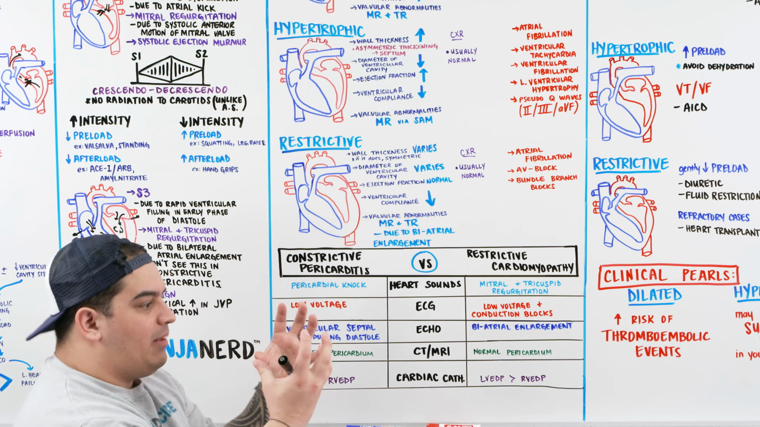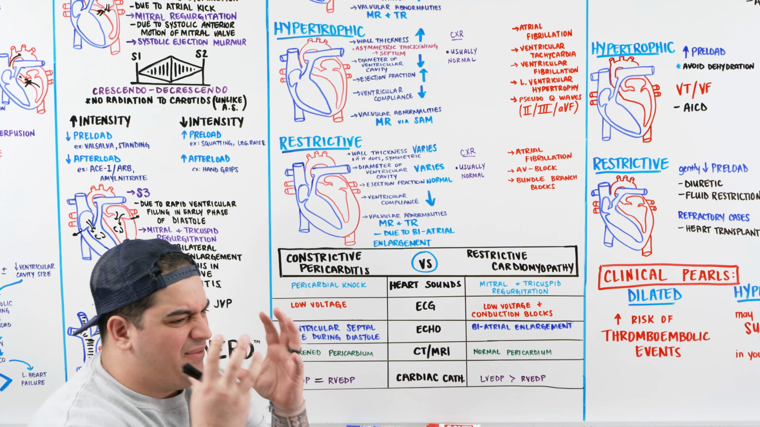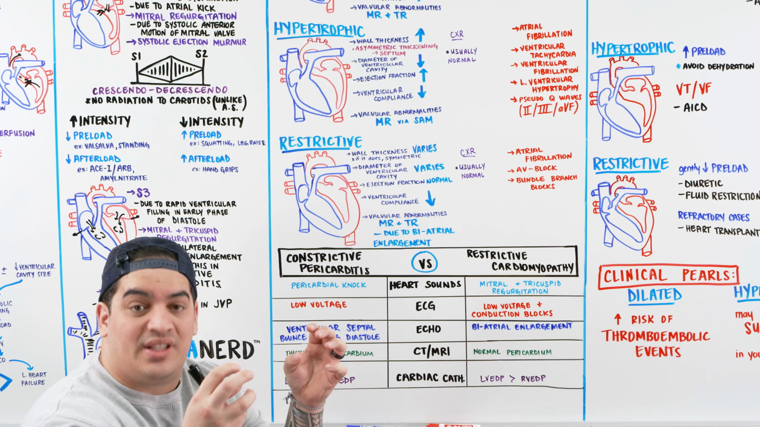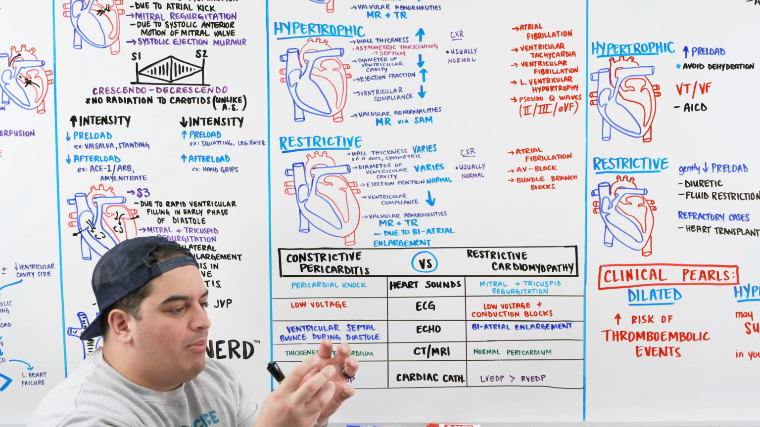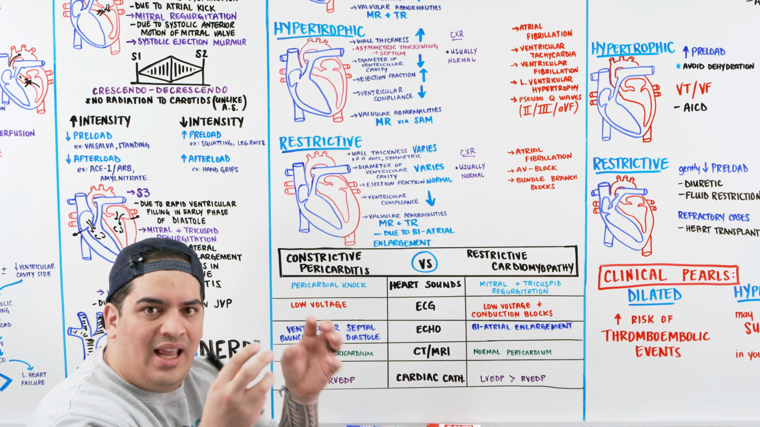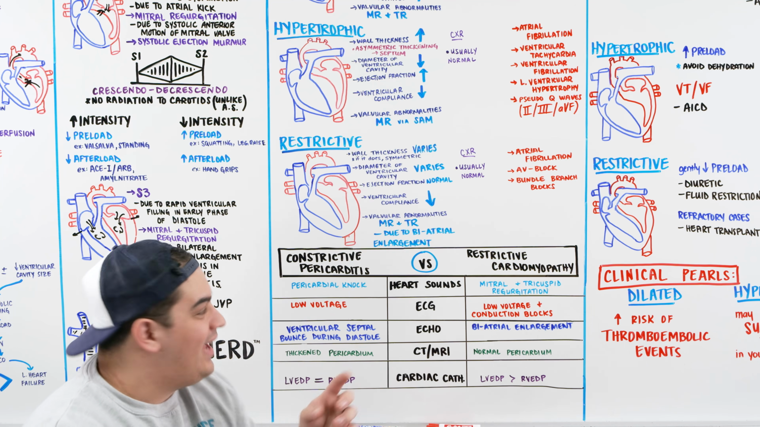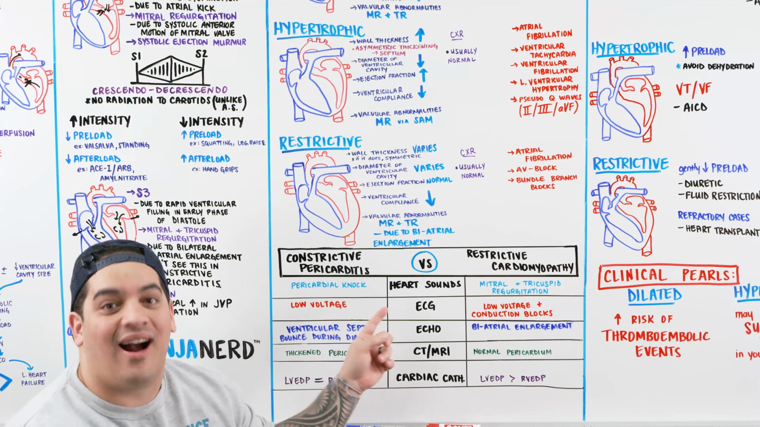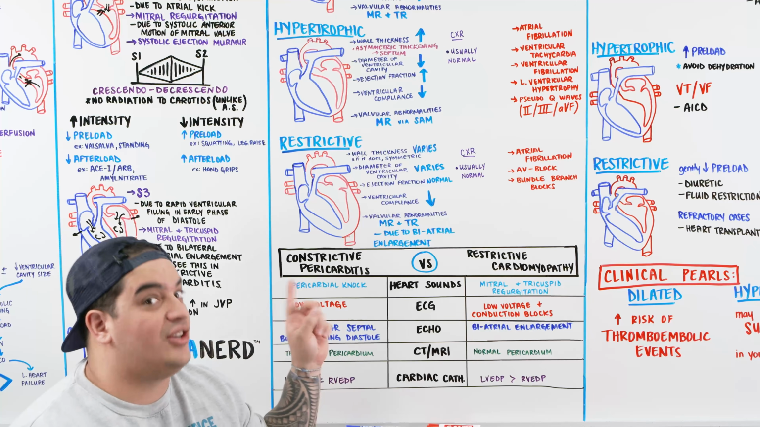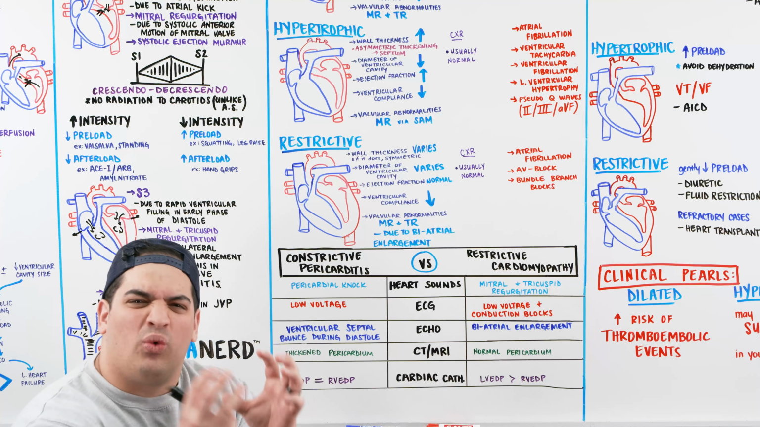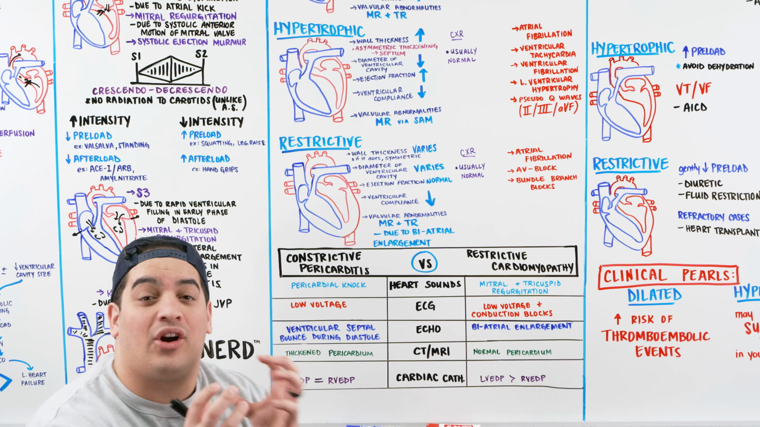Well, in constrictive pericarditis, the pericardium is very rigid, it's very thick, and it's not allowing the ventricles to expand. When blood comes into the ventricles, it can produce a kind of plumping sound that you can hear. This is called a pericardial knock. You'll hear it in constrictive pericarditis due to the very rigid, thick, and non-distensible pericardium.